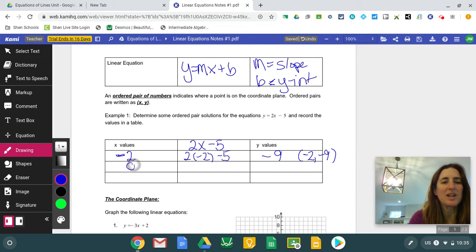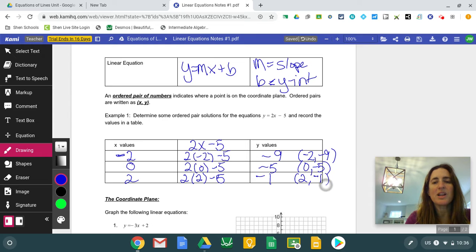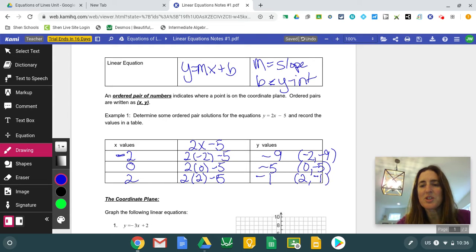Let's try our good friend 0. So 2 times 0 minus 5 is 0 minus 5, or -5. So this ordered pair would be (0, -5). That ordered pair actually happens to be the y-intercept of that line. Let's pick a positive friend like the number 2. So 2 times 2 minus 5 gives me -1. So the point (2, -1) is also a solution, a point that would be on that line.